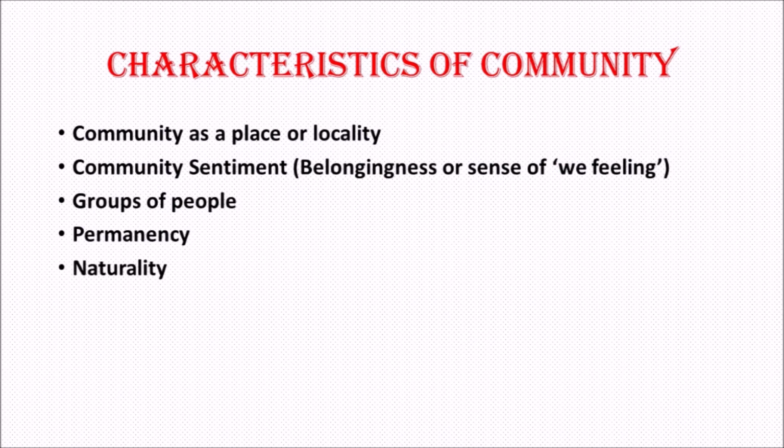Next, naturality. Community is established in a normal and natural way. They are not made or created by an act of will or by a planned effort. An individual becomes a member of a community by birth, and it is spontaneous in its origin, not a sudden or automatic existence. Hence, the community life is naturally comprehensive.